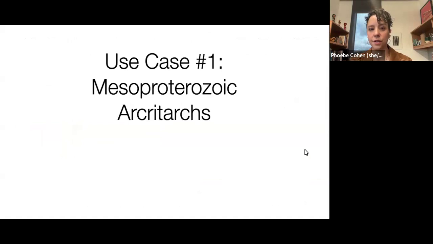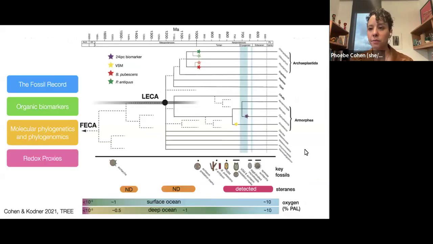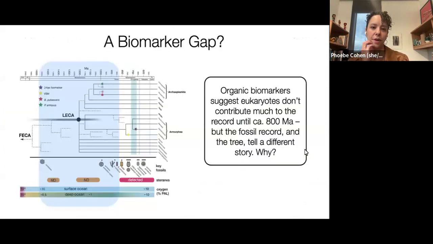Okay, so now we're going to get into the use case of this approach, looking at Mesoproterozoic acritarchs. So coming back to this figure, one of the things that has long been a question is the disconnect between the record of crown group steranes and the fossil record itself. Organic biomarkers suggest that eukaryotes don't contribute much to marine ecosystems until after 800 million years, but the fossil record and the phylogenetic tree tell a different story. So why is there a disconnect here, and what can it tell us?